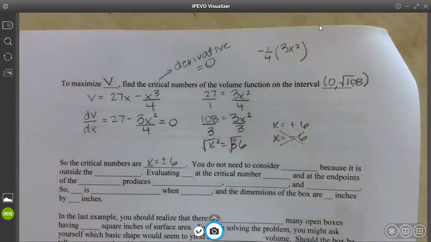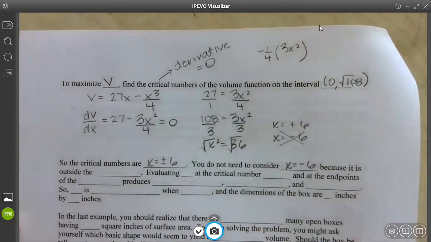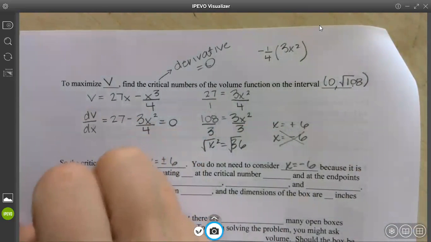So in the very beginning sections of this chapter, we were finding those critical numbers and we would have to put in those values to be able to find our max, min, whatever. Got it? But now we're basing it off of 0 to square root 108. So you do not need to consider x equals negative 6 because it is outside the domain.